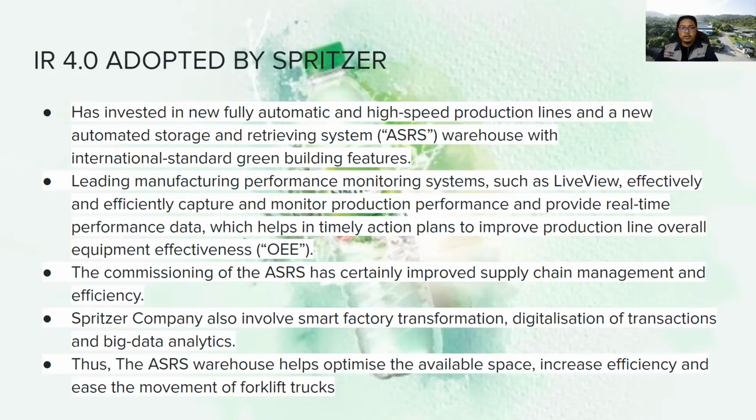Leading manufacturing performance monitoring systems such as Live View effectively and efficiently capture and monitor production performance and provide real-time performance data, which helps in timely action plans to improve production line overall equipment effectiveness. The new ASRS in the Taiping plant was completed in early 2020 to accommodate higher production and sales volume. The commissioning of the ASRS has certainly improved supply chain management and efficiency.